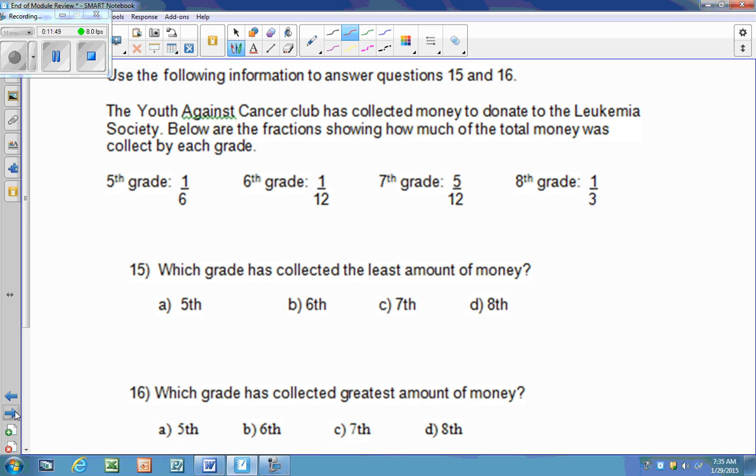Next, the Youth Against Cancer Club has collected money to donate to the Leukemia Society. Below are the fractions showing how much of the total money was collected by the grades. So we have all the grades. Before I even start, I'm going to make everything out of the same denominator, which 12 would work, just to make it easier to look at. Which grade has collected the least amount of money? Well, 5th has 2, 6th has 1, 7th has 5, and 8th has 4, so the least would be 1, so that would be 6th grade. And which grade has collected the greatest? When I look back at those numbers again, I see 7th has 5/12, so it would be 7th.